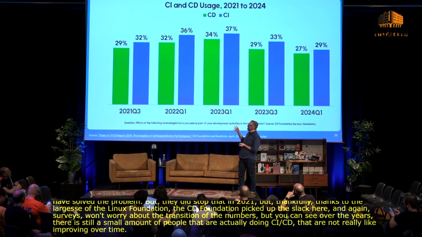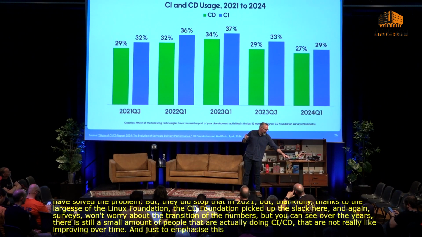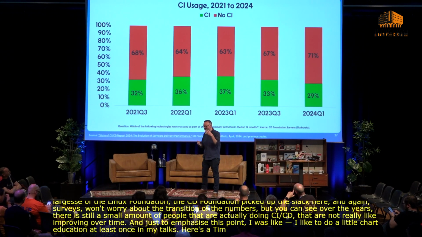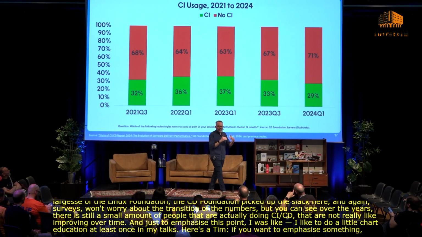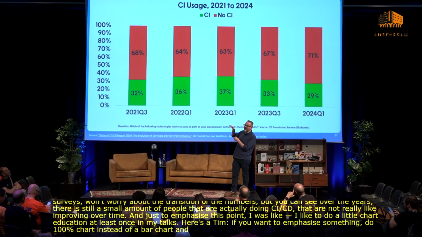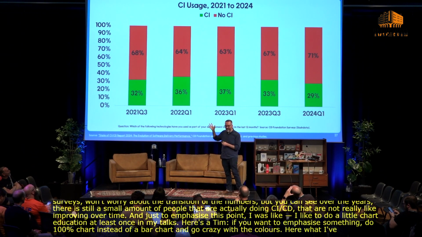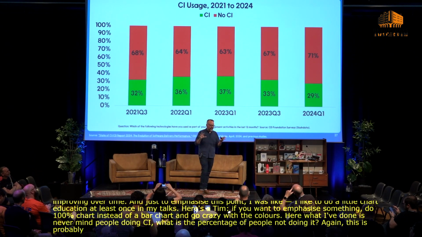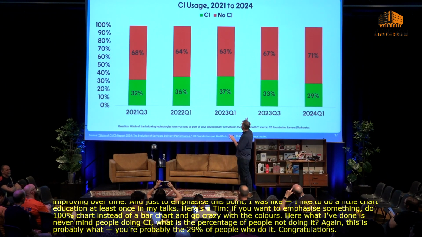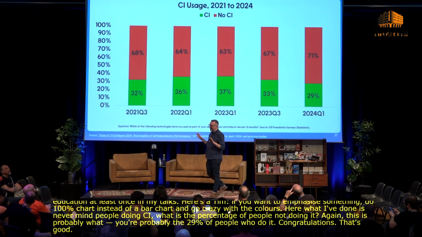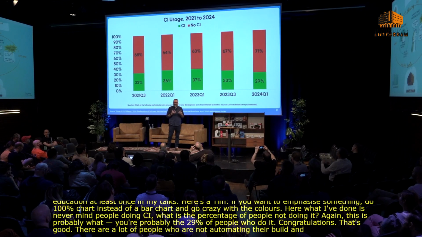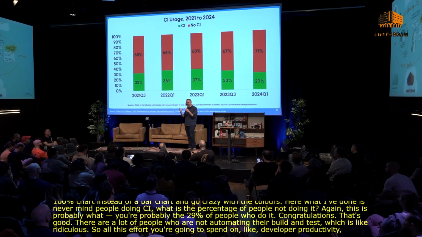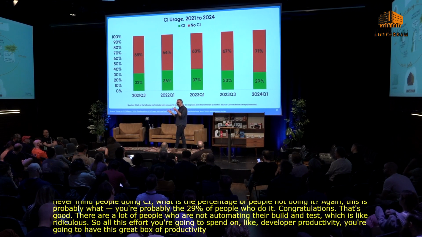And just to emphasize this point, I like to do a little chart education at least once in my talks. Here's a tip: if you want to emphasize something, do a 100% chart instead of just a bar chart, and then go crazy with the colors. Here, never mind people doing CI, what's the percentage of people not doing it? You are probably the 29% of people who do it. Congratulations, that's good. But there's a lot of people who are just not automating their build and their test, which is ridiculous. So all this effort you're going to spend on developer productivity, you're going to have this great box of productivity, and then this. It's just going to languish and sit around somewhere.